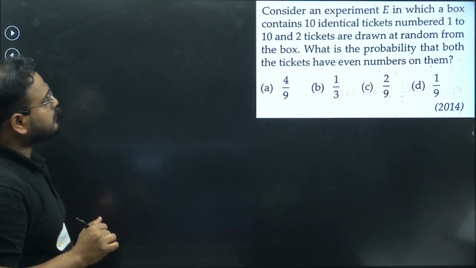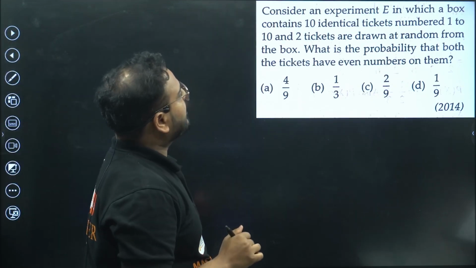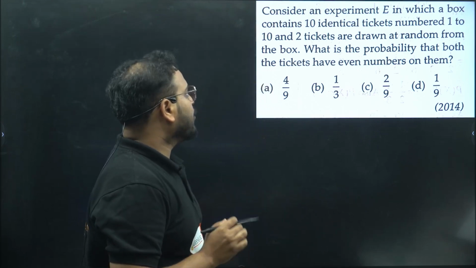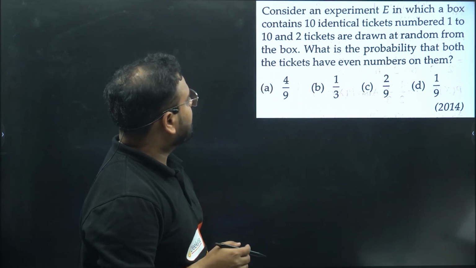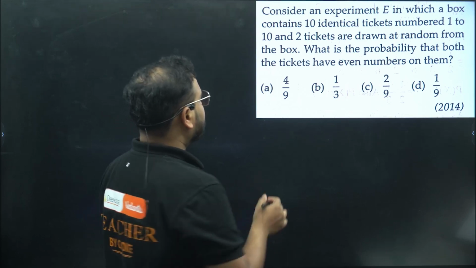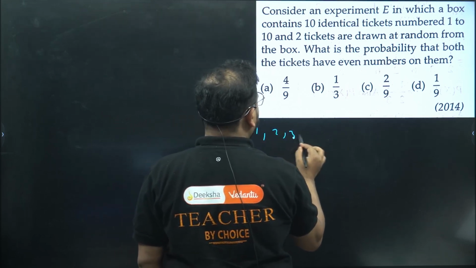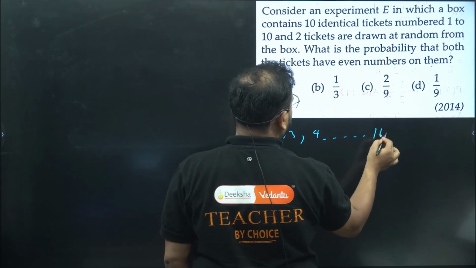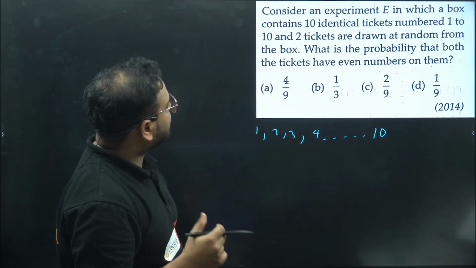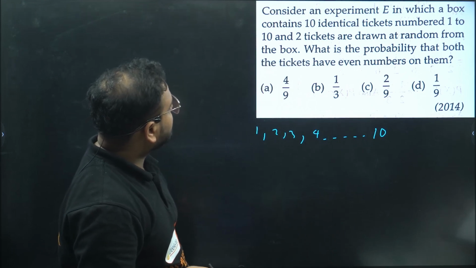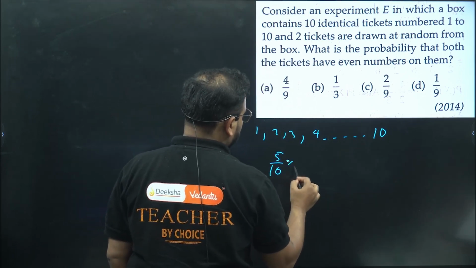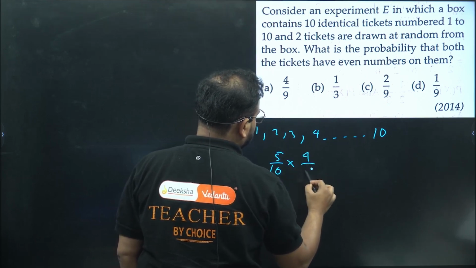Consider an experiment E in which a box contains 10 identical tickets numbered 1 to 10. 2 tickets are drawn at random. What is the probability that both the tickets have even numbers on them? Out of numbers 1 to 10, we have 5 even, 5 odd. So I want both tickets to be even.